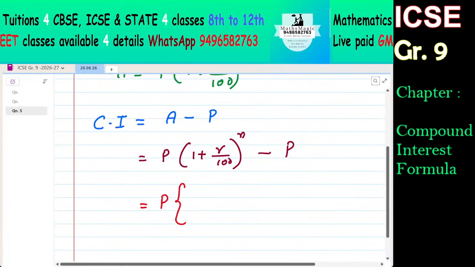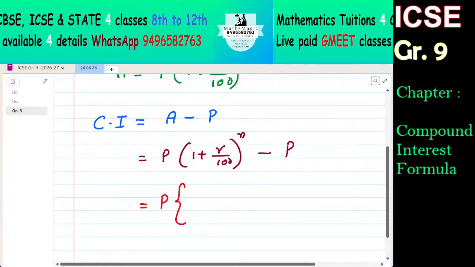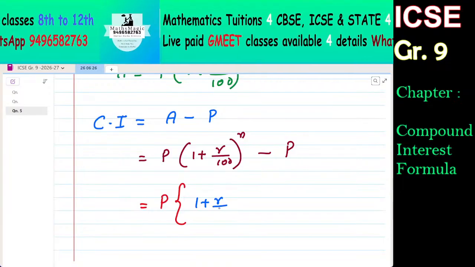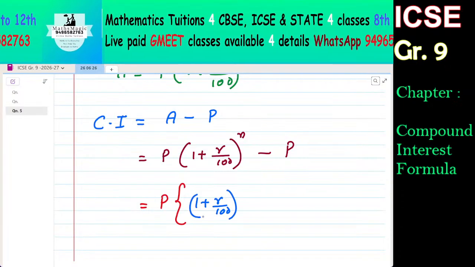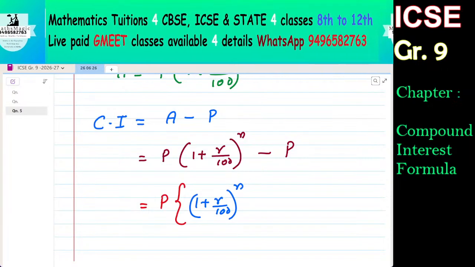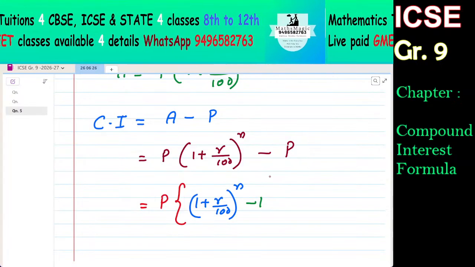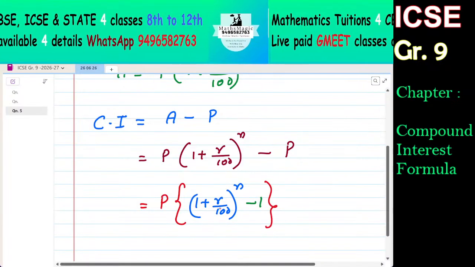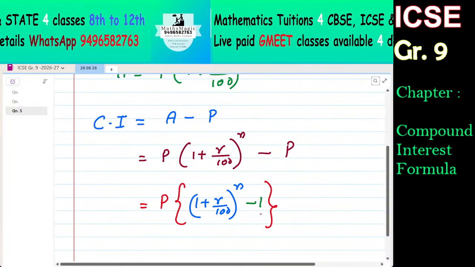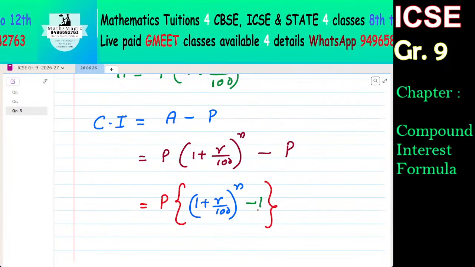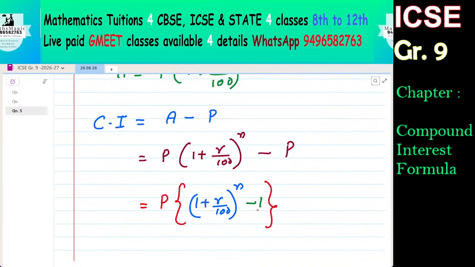You can use the formula P times, and it is minus 1. You should be very careful while dealing with this. Don't subtract the blue one and the green one. The blue one is a part of the fraction, 1 plus R by 100 whole to the power N, and you have to subtract 1.